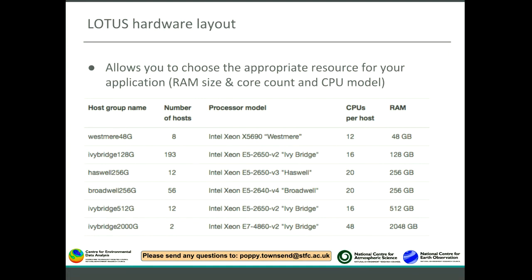So just a quick look in here. As you can see, for the Ivy Bridge with 128, we have a lot of hosts of those, and this is quite useful because I think the majority use Ivy Bridge, except the others using Broadwells.